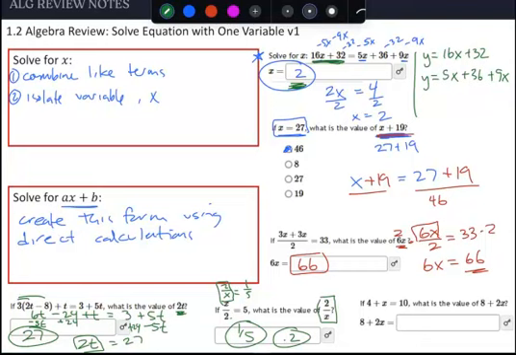Right, this final example here, you're asked to get the form of 8 plus 2x from the given form 4 plus x. So once again, you could solve for x, right?